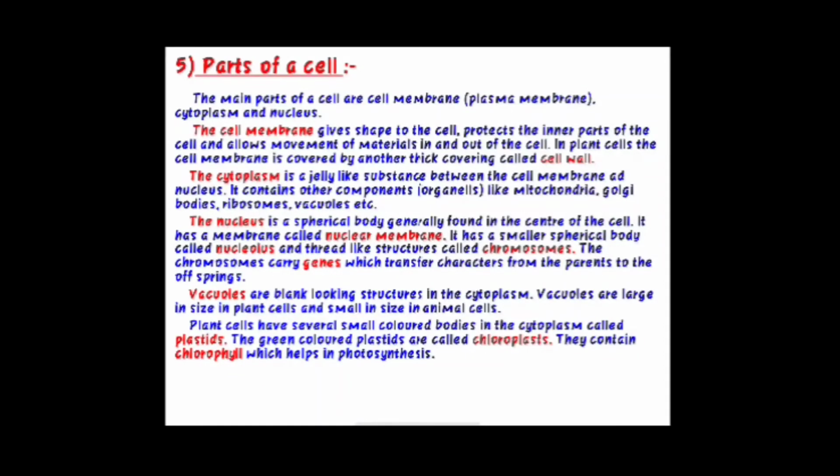Then there are vacuoles. Vacuoles are blank looking structures in the cytoplasm. They are large in size in plants and smaller in size in animals, or probably even not present in some of the animal cells. Plant cells have several small colored bodies in the cytoplasm called plastids. Now, the plastids can also be of two types. One can be colored, and the other one can be not colored. The green colored plastids are called chloroplasts. They contain chlorophyll, which helps them in performing photosynthesis.